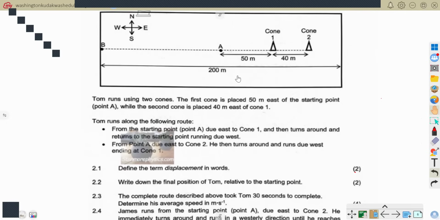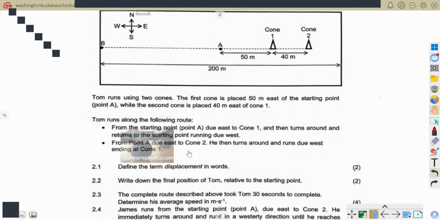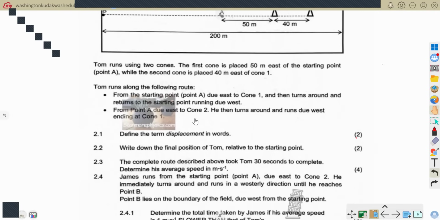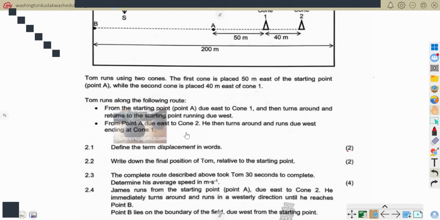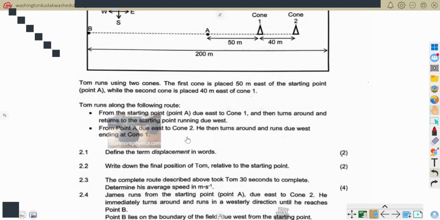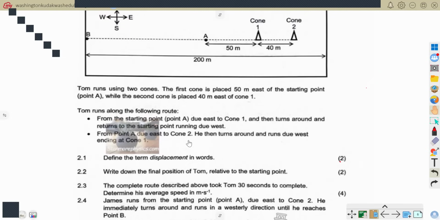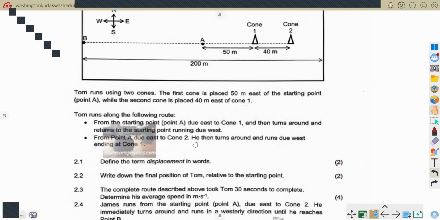Now they are saying define the term displacement. Displacement is simply the change in position. Let me just bring it up a bit. I want to create space so that we can answer these questions, and we can see the question as well. We are given our compass there to define our directions as well as everything on this. So we say that displacement is the change in position.